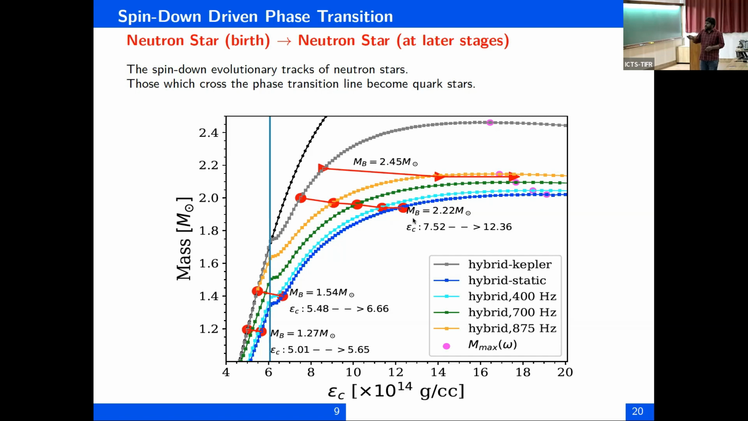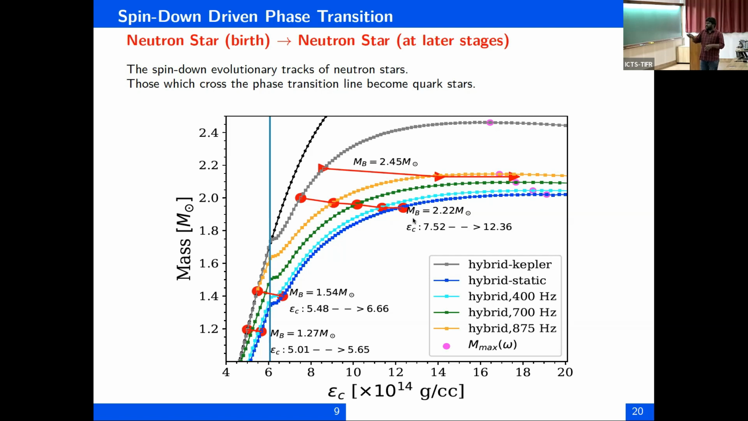This blue line here represents the phase transition line, by crossing which the neutron star can become a quark star. So a 1.4 solar mass neutron star at birth is on the left of this line. It's a neutron star. When it slows down to some particular frequency, it will cross this line, and then it will become a quark star. A 1.2 solar mass neutron star, though it slows down and jumps the curves, never crosses this line, so it always remains a neutron star.